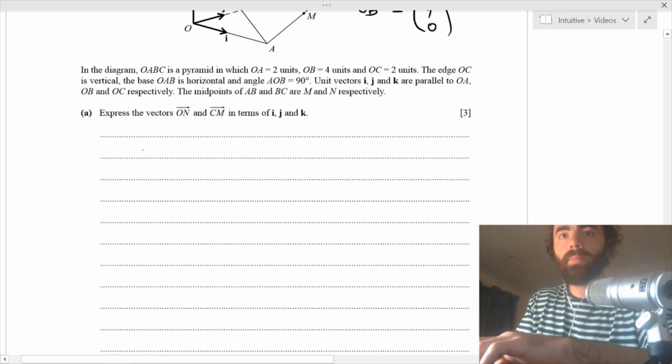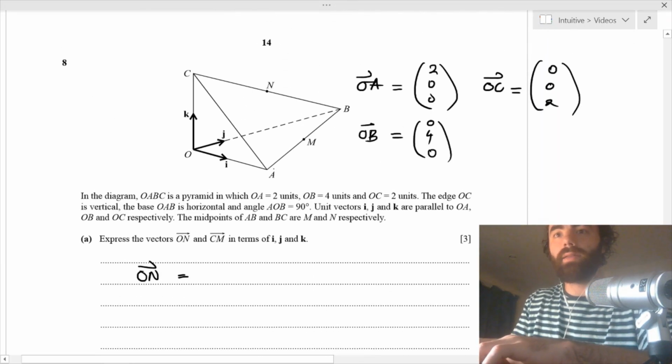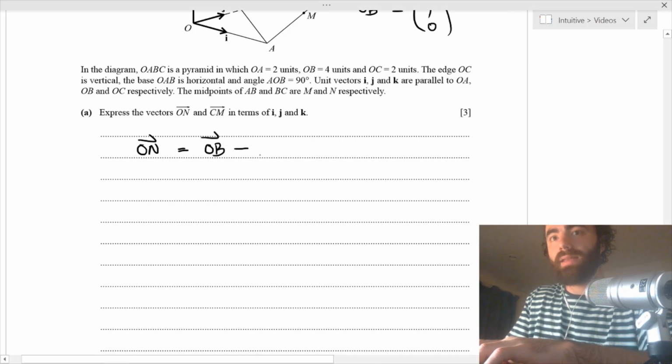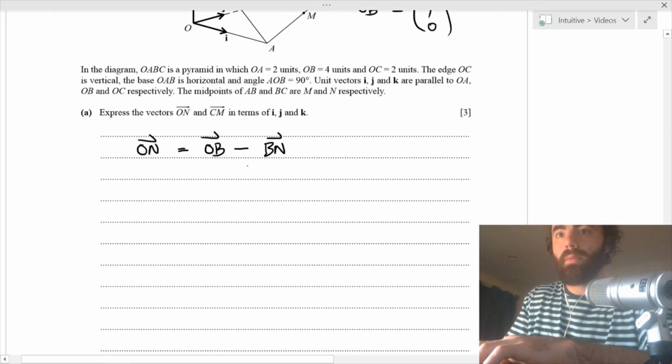Okay, so ON. You need to write this as a construction of two vectors. So ON, let's have a look on the diagram. You could say OB minus BN, just from the diagram. Now OB we already have, it's just 2J. But BN, so this is going to be OB minus, now what is BN?